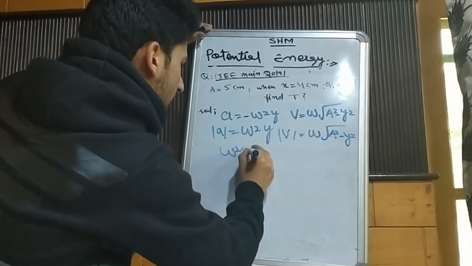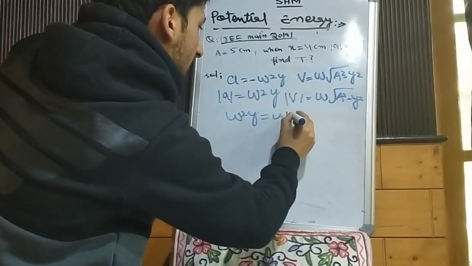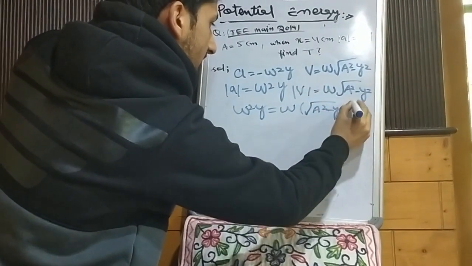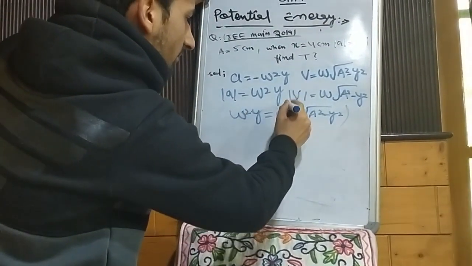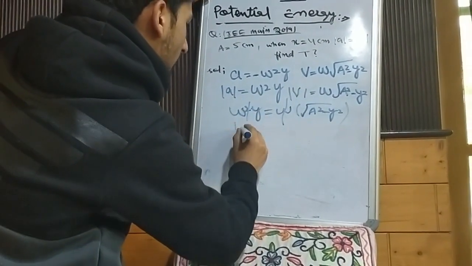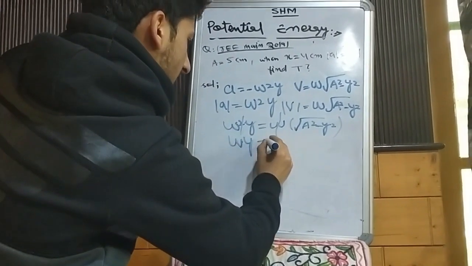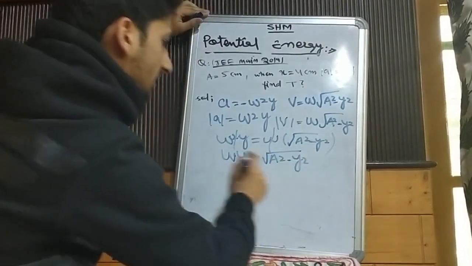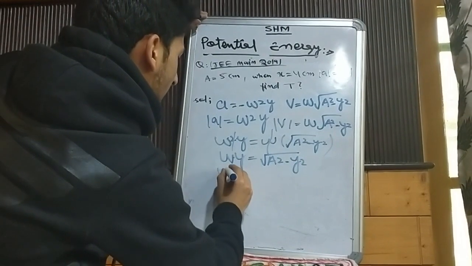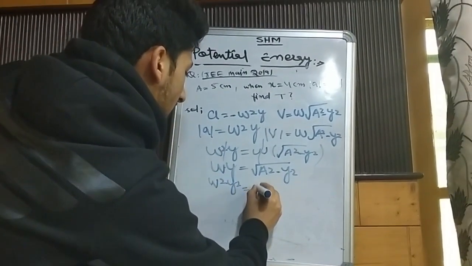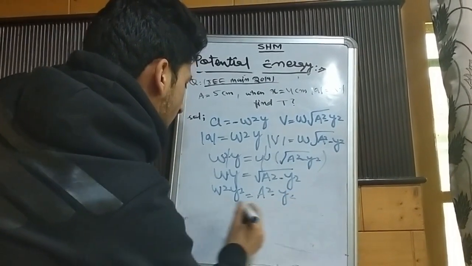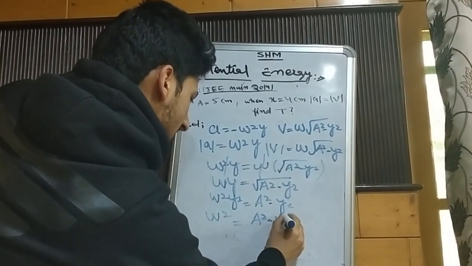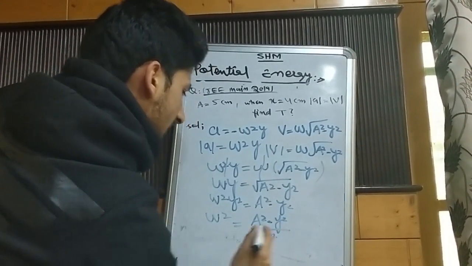So omega square y will be equal to omega under root of a square minus y square. Here omega and its square get cancelled, so omega y is equal to under root of a square minus y square. Squaring both sides of the equation, omega square y square will be equal to a square minus y square. So omega square will be equal to a square minus y square divided by y square.